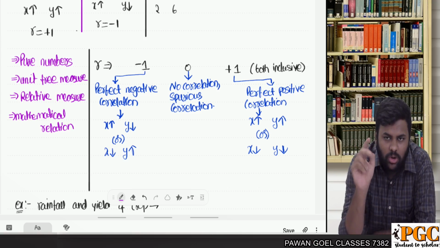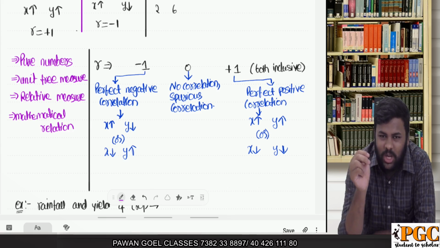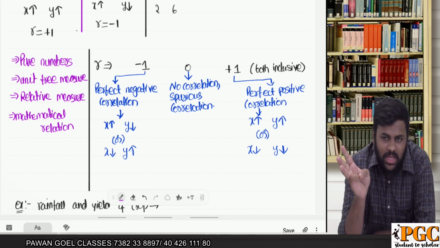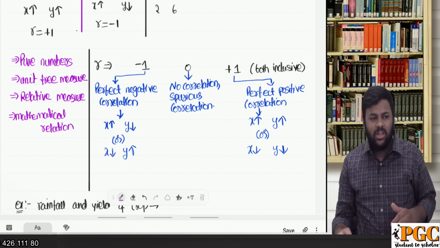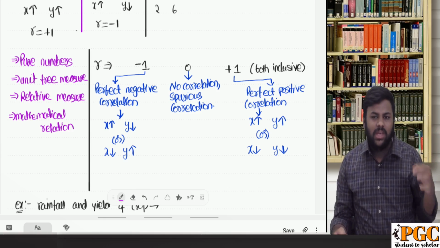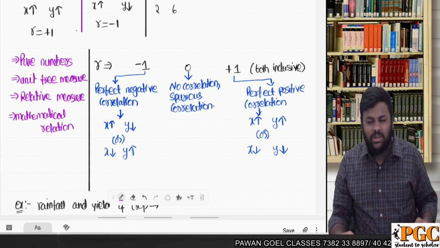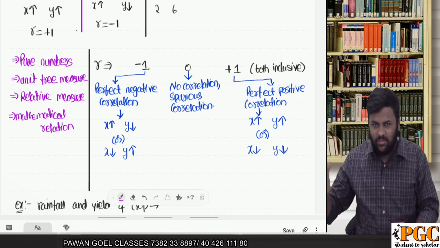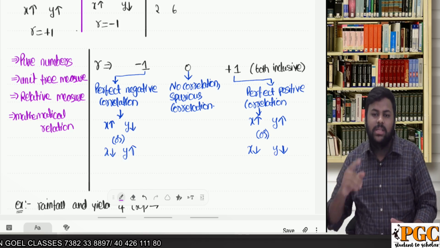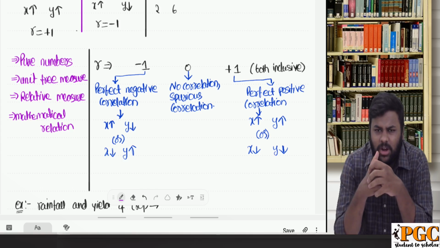First type is positive correlation, second one is negative correlation. We have already discussed what positive and negative correlation are. Third one is simple correlation. Simple correlation means if you are calculating the correlation only for two variables, it is simple correlation. Multiple correlation means if the correlation is calculated for more than two variables, like 3, 4, 5, 6, and so on, it is called multiple correlation. We don't have multiple correlation in our syllabus, we have only simple correlation in our syllabus.